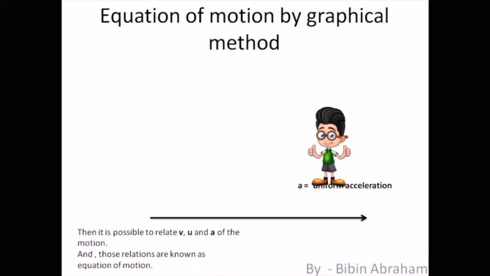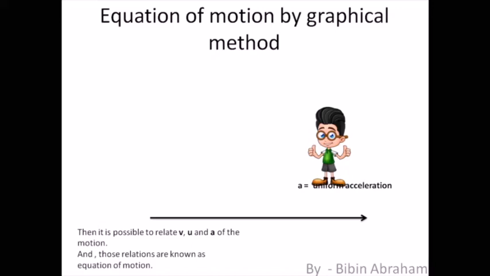Then it is possible to relate your v, u and a of the motion. V means your final velocity, u means your initial velocity, a means acceleration. We can relate the time as well as the distance too, right? Those relations which relate all these physical quantities will be named as your equations of motion. I hope this is clear, right? So what are equations of motion? They are those relations which relate all these physical quantities, like your velocity, acceleration, time, and distance. All these physical quantities can be related with the help of your equations of motion. I hope this is clear.